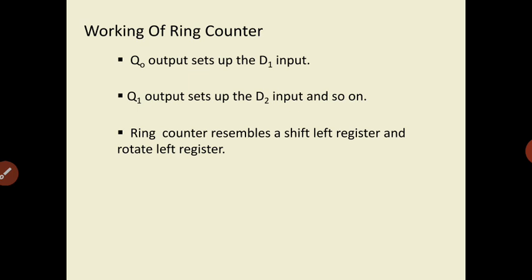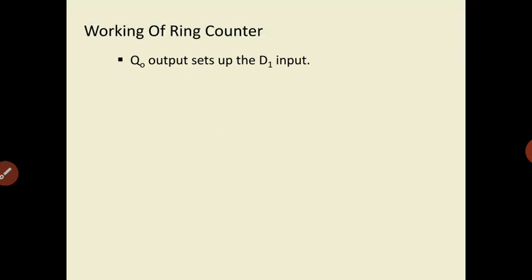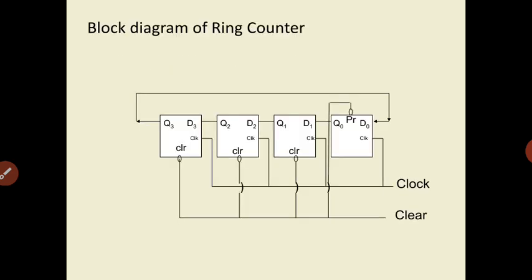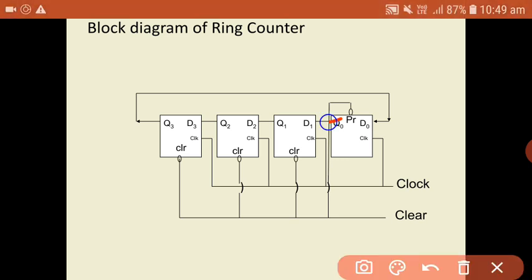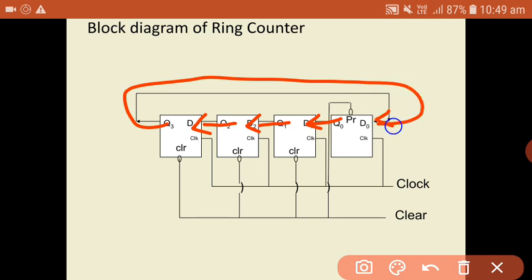Okay, so the ring counter resembles a shift left register and a rotate left register. If you observe in the previous slide, the Q0 output is given as input to the first flip flop. The first flip flop output is given as input to the second, and the second flip flop output is given as input to the third. The third flip flop output is given as input to the fourth, and the fourth flip flop output is again given as input to the first flip flop. So if you observe the basic structure of the circuit diagram of a ring counter, it is nothing but shift left.